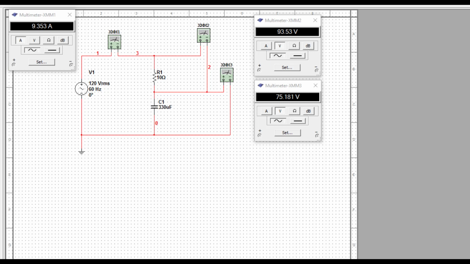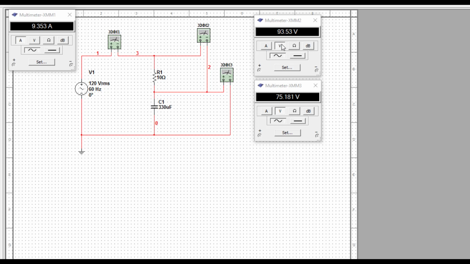Okay, so here we are in Multisim. So you see I have a series circuit made up of the 10 ohm resistance and the 330 microfarad capacitor, connected to a 120 volt RMS 60 hertz source, and I have an ammeter to measure the total current. So the total current is what we had, 9.35 amps, coming up here as the XMM1 value. XMM2 is my VR value, and XMM3 is my VC value.